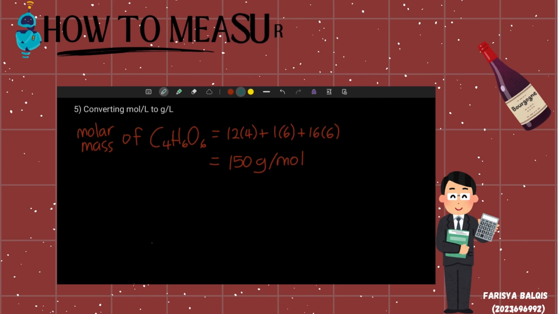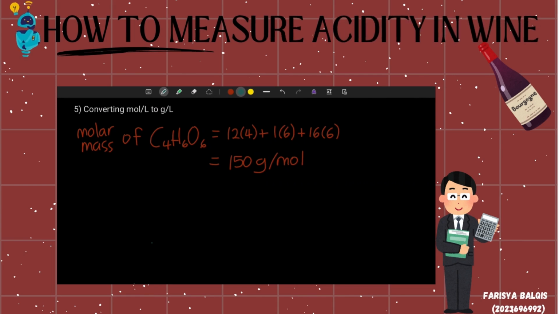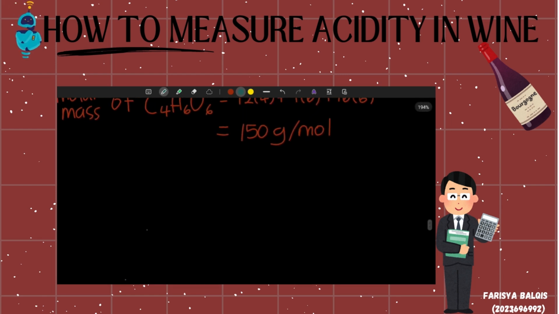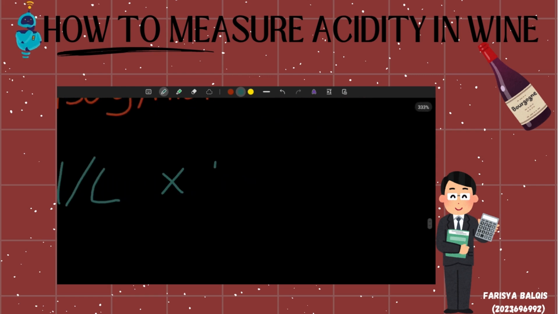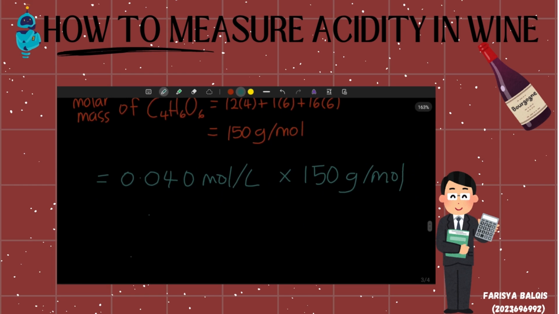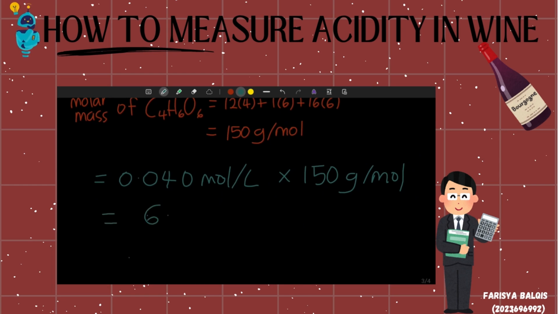In this step, we need to convert moles per liter to grams per liter. Firstly, calculate the molar mass of tartaric acid, and we get the value 150 gram per mole. So we multiply 0.040 mole per liter with 150 gram per mole, and we get the answer 6.0 gram per liter.